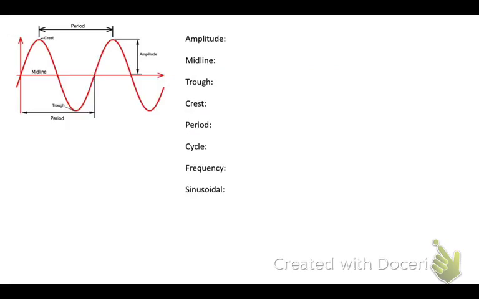Okay? Let's go over some definitions. So the amplitude is the height of a periodic function from midline to the peak. And a periodic function is just a function that repeats itself.